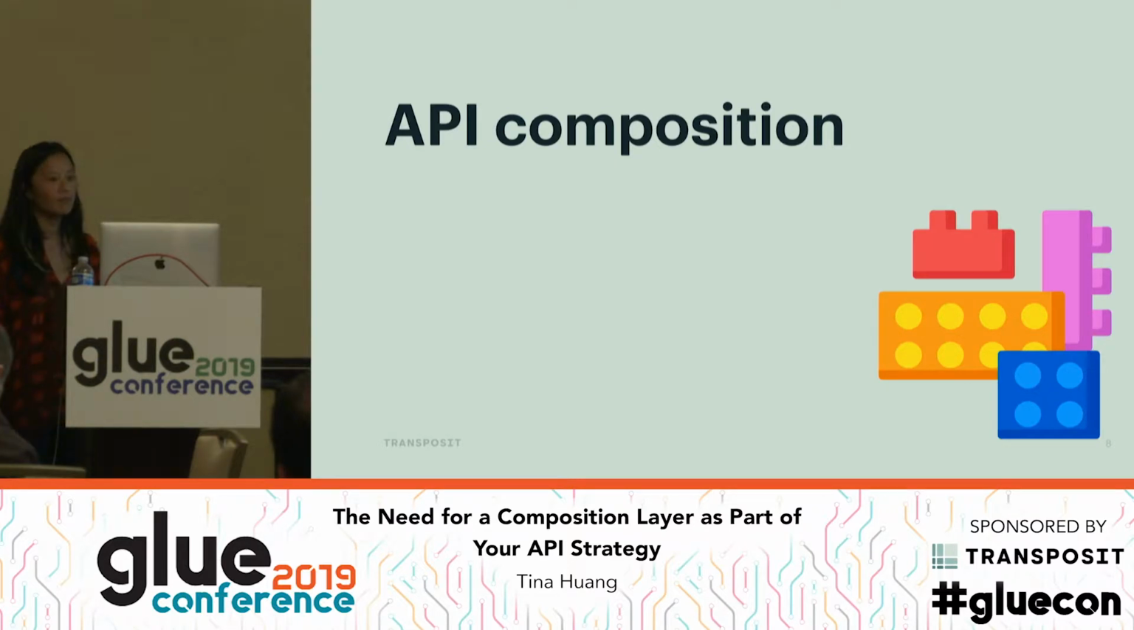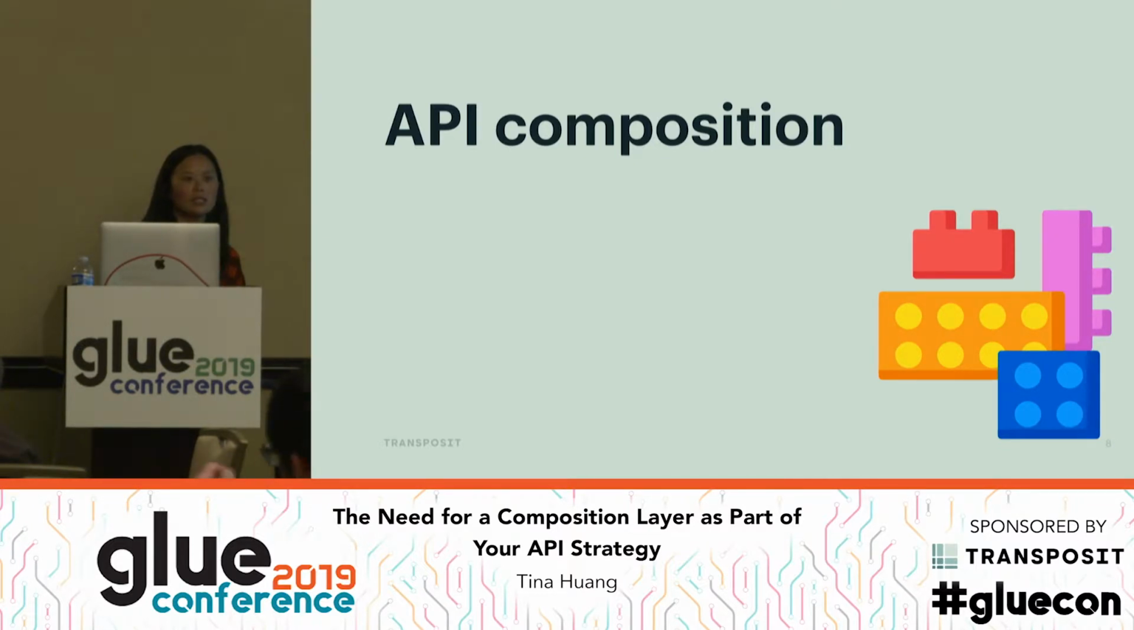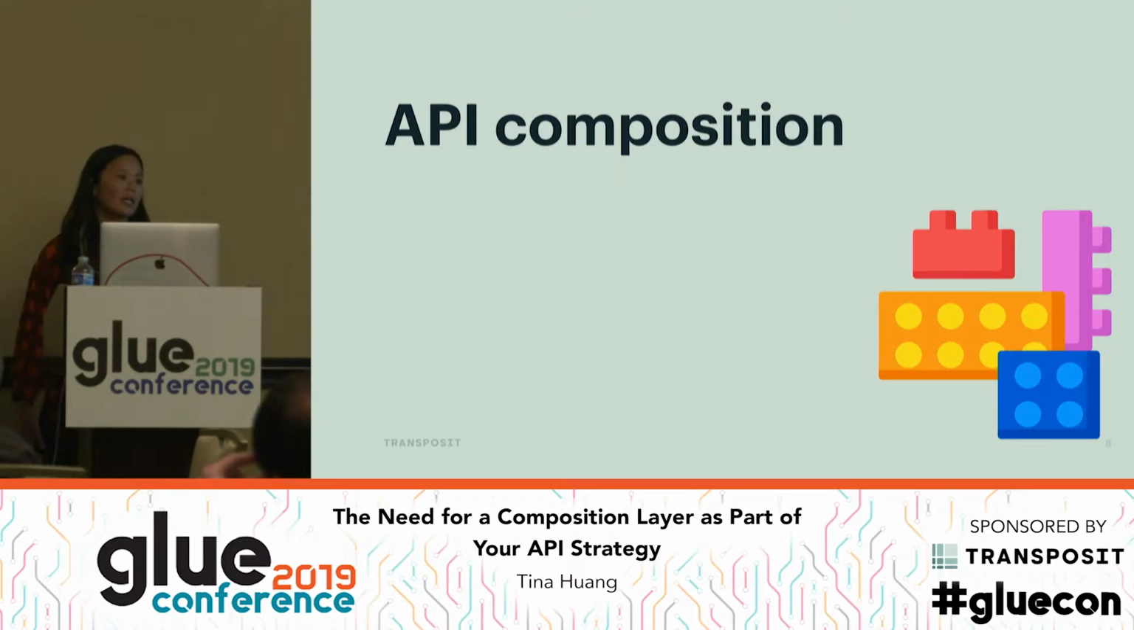So at Transposit, we call this problem of having to write all of this glue code to connect and combine together different APIs the problem of API composition. And the reason we spend so much time thinking about this problem is the number of APIs and services, well, they just keep increasing over time. And the real bummer is the complexity of these interactions, well, that grows exponentially the more APIs and services you try to connect and combine.